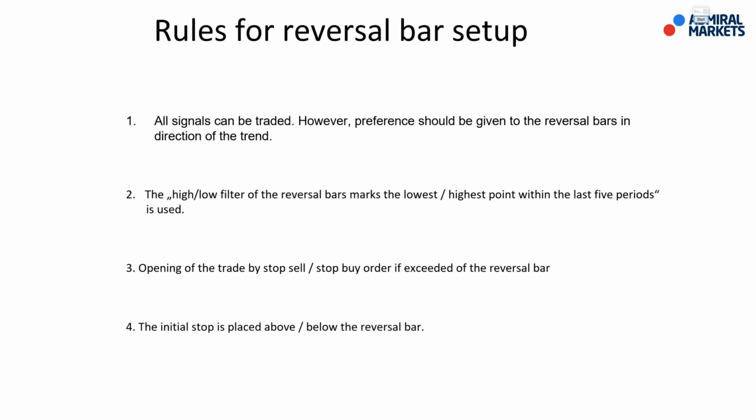The fourth rule is the initial stop is placed above or below the reversal bar. And rule number 5, the strategy is supplemented by a trailing stop, which means the stop is placed under consideration of inside bars. You remember, if you have an inside bar, you have to pull back the stop to the former candle. Really important, ladies and gentlemen. So these are the rules of our reversal bar.